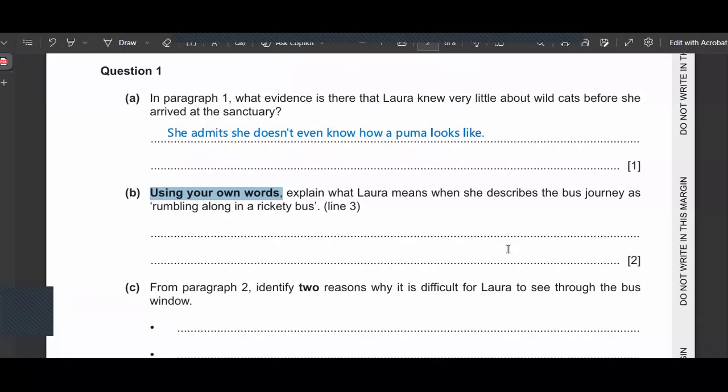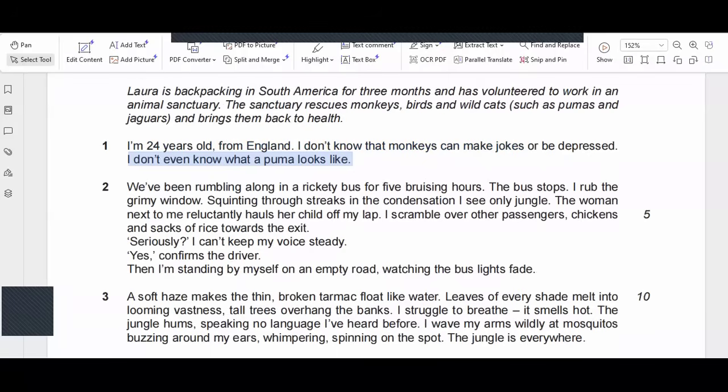So let's go back to line number 3 and see what details are there. Line number 3 is in paragraph number 2. Paragraph number 2 says, "We have been rumbling along in a rickety bus for 5 bruising hours. The bus stops. I rub the grimy window. Squinting through the streaks in the condensation, I see only jungle."